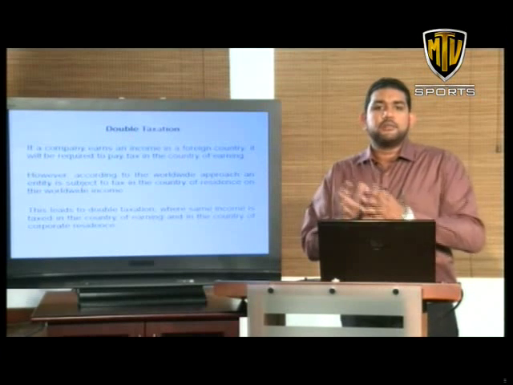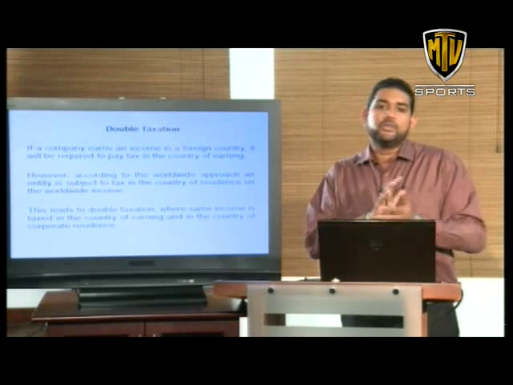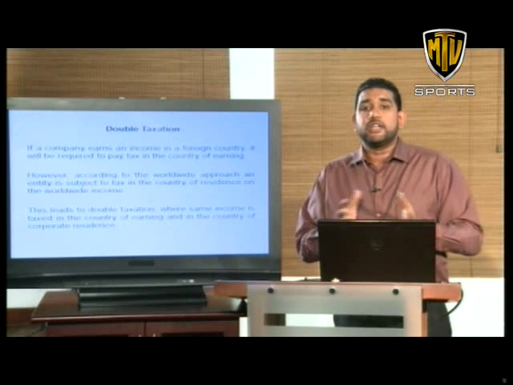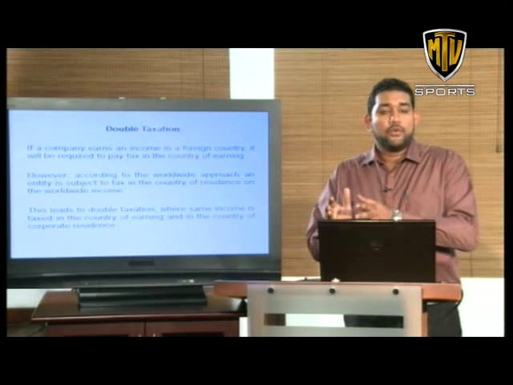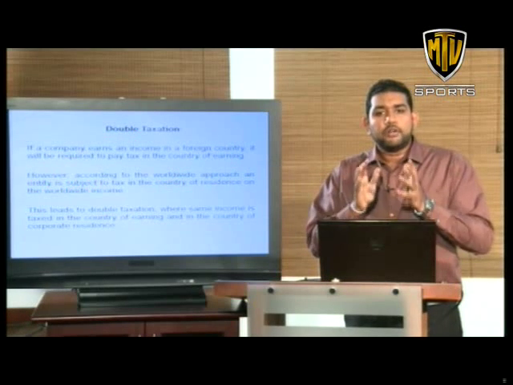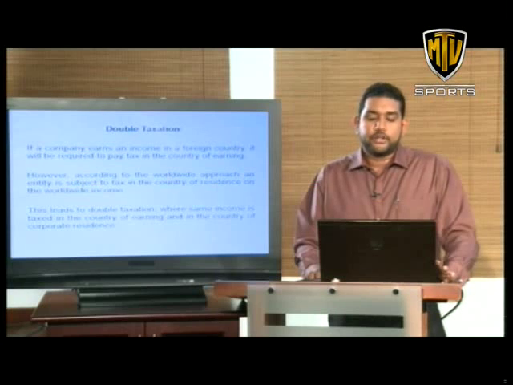This is not fair, because the same income is being taxed in two different places. Because of this, countries have come up with various agreements. We call them tax treaties, where an agreement is signed between the tax authorities of two countries to provide some form of relief to avoid double taxation. As you can see, according to the worldwide approach, an entity is subject to tax in the country of residence on its worldwide income. This leads to double taxation, where the same income is taxed in the country of earning and in the country of corporate residence.